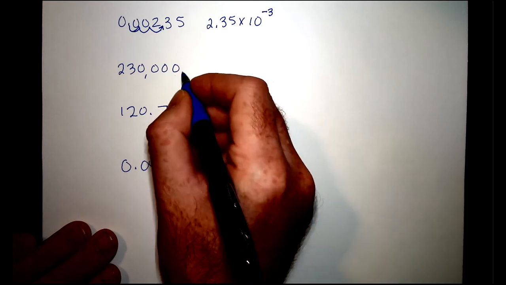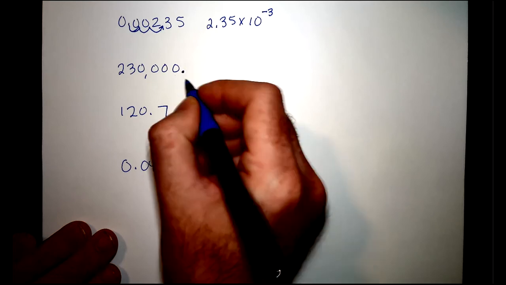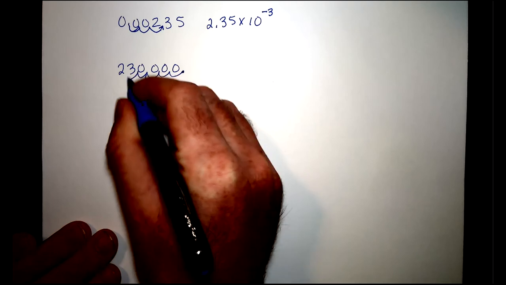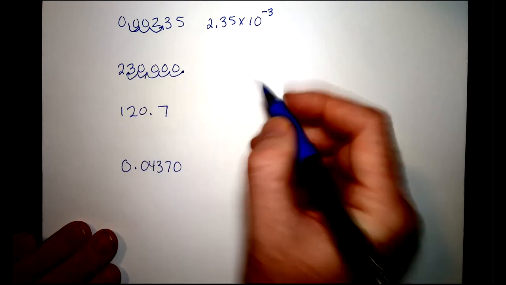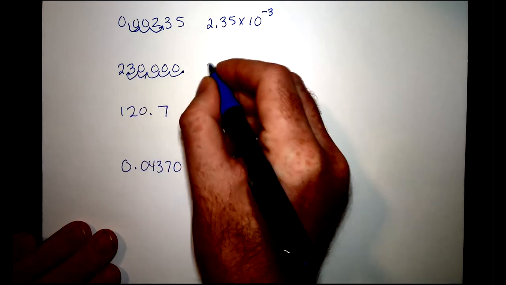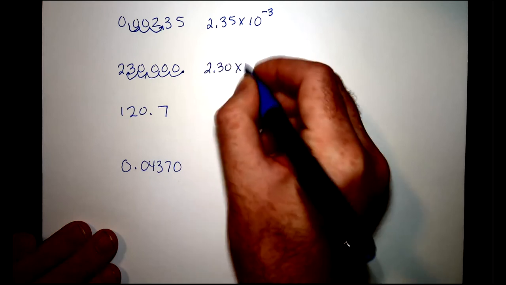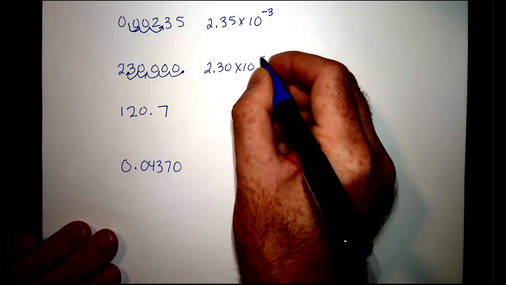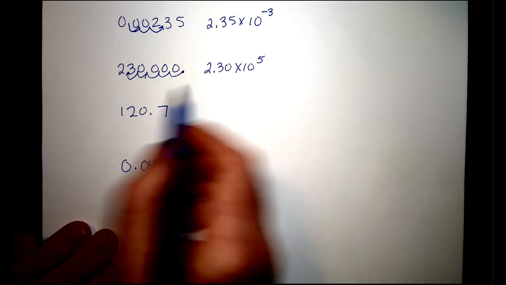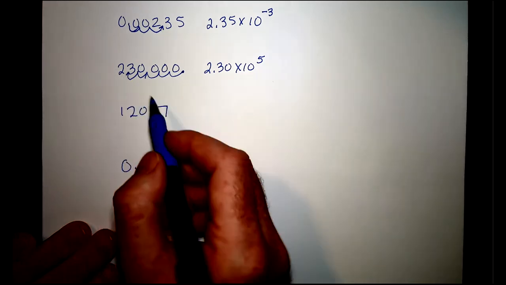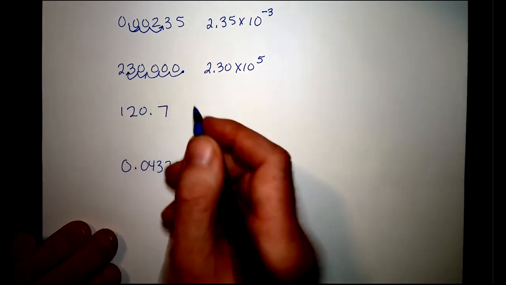230,000, the decimal point's going to be right there. We're going to move it 1, 2, 3, 4, 5. And so it's going to be 2.30, we'll say, times 10 to the 5th, positive or negative. I moved it to the left, so it's positive. Also, this is a rather large number, bigger than 10, so it's positive.